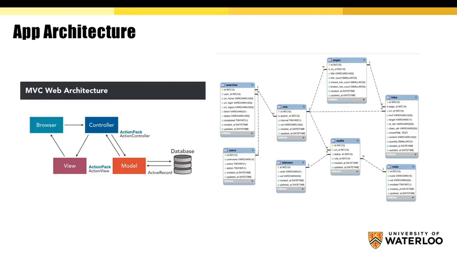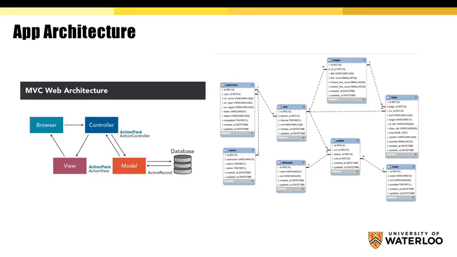The user table contains all the users that have access to the application. The searches table contains all of the searches for a user. The URLs table contains all URLs that belong to a search. The pages table contains all URLs that are pages. The links table contains all links that are in the page of a URL or page.